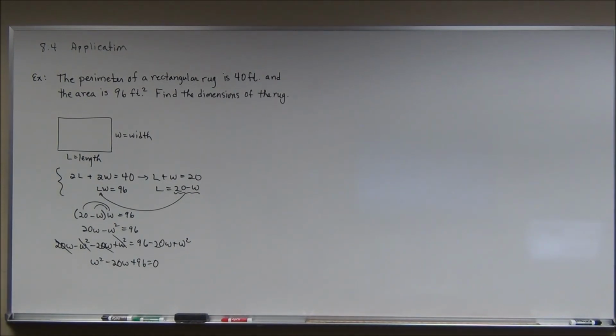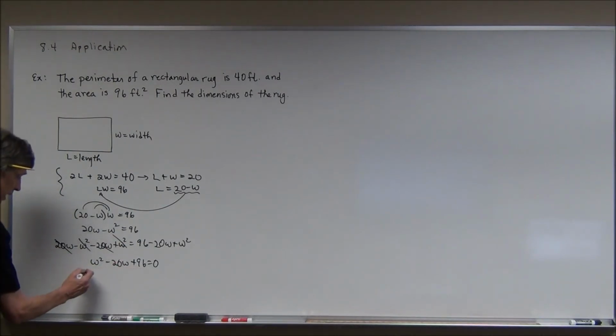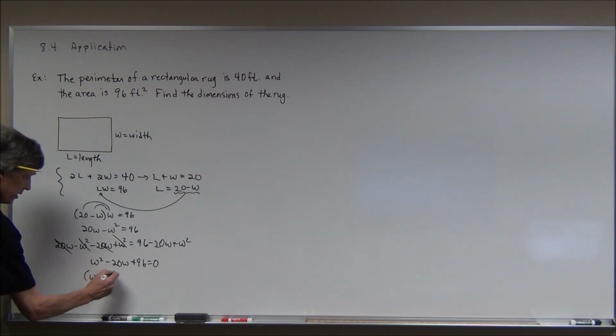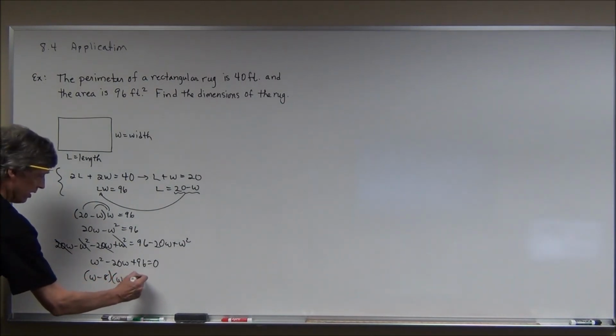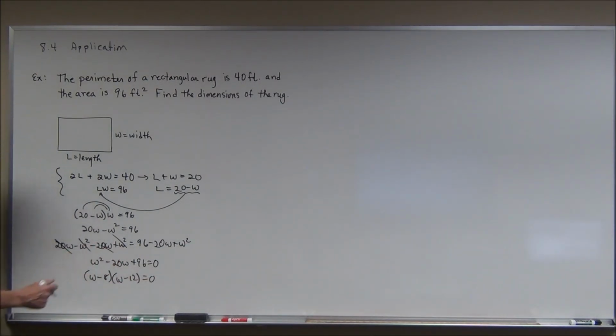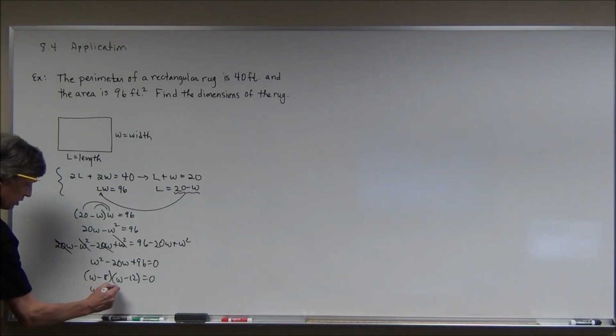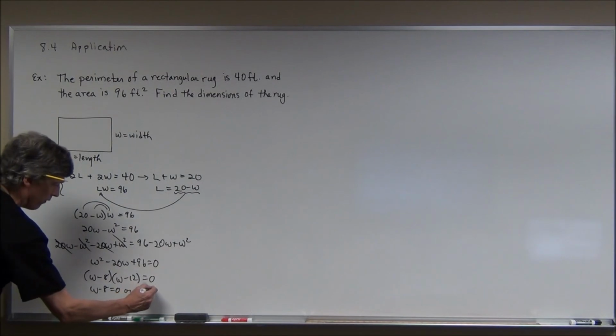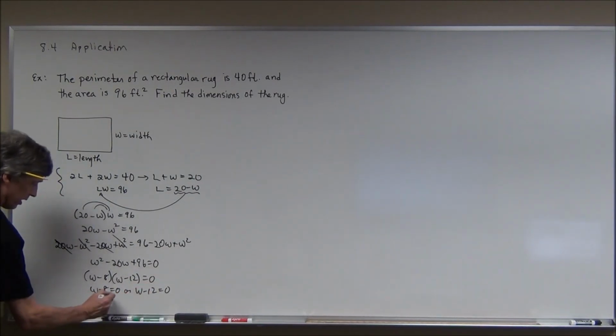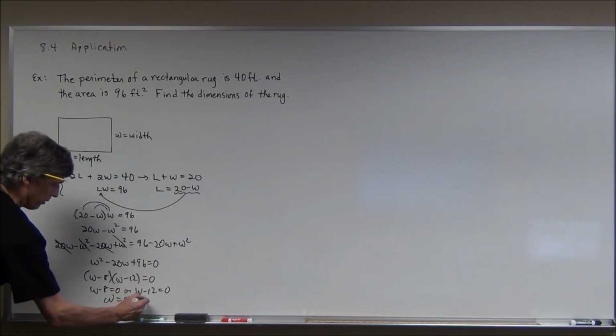It's in standard form. With a little luck, it's going to factor. And I'm thinking 8 and 12, most likely. So W minus 8 and W minus 12 is going to give me the minus 20 in the middle and the plus 96 on the end. So I set W minus 8 equal to 0, or W minus 12 equal to 0. And I get W is equal to 8, or W is equal to 12.